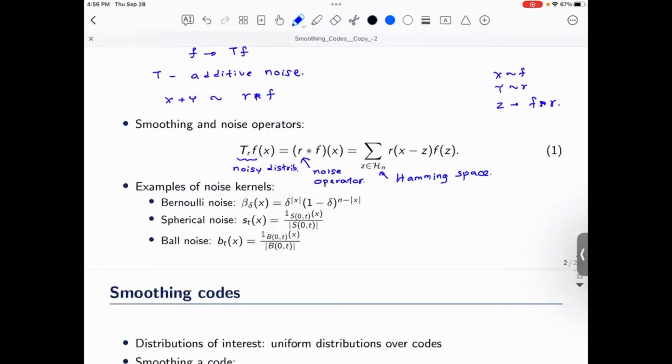In information theory, there are several common examples of noise kernels. The first one is Bernoulli noise. This models the noise in the binary symmetric channel. Here delta is the bit flip probability.